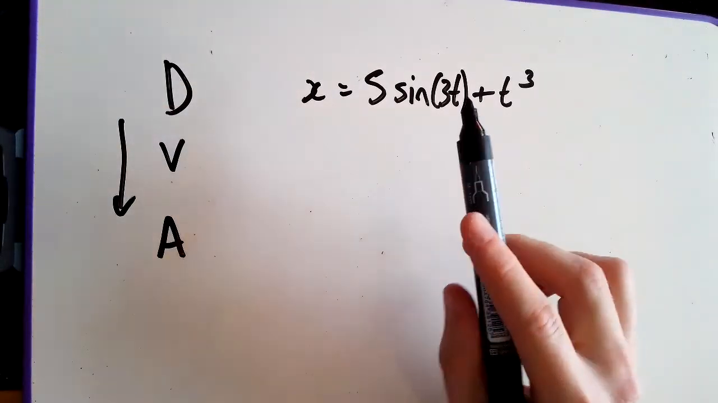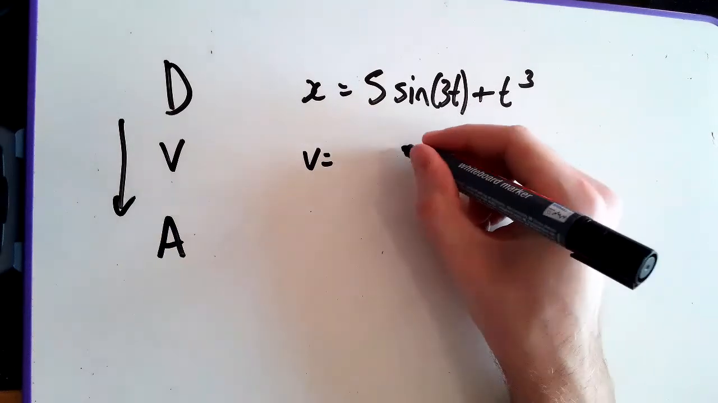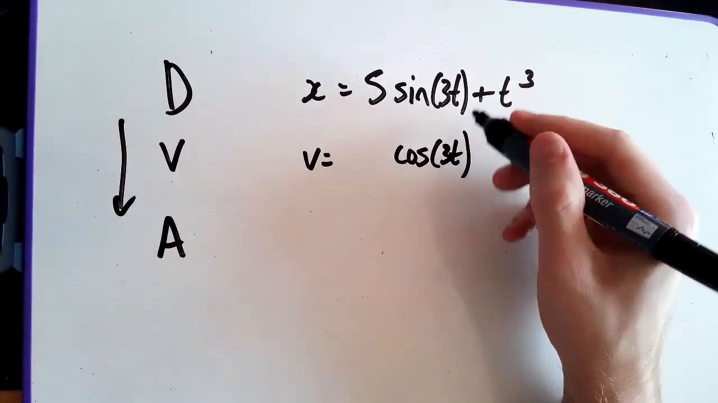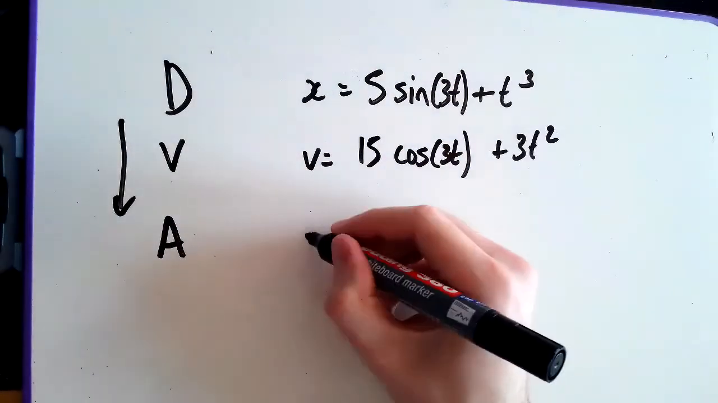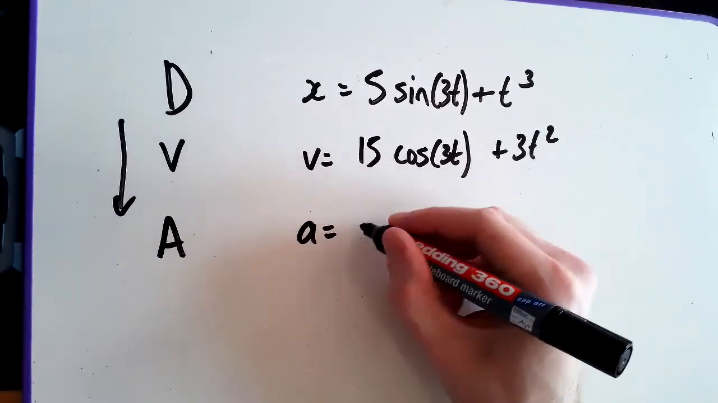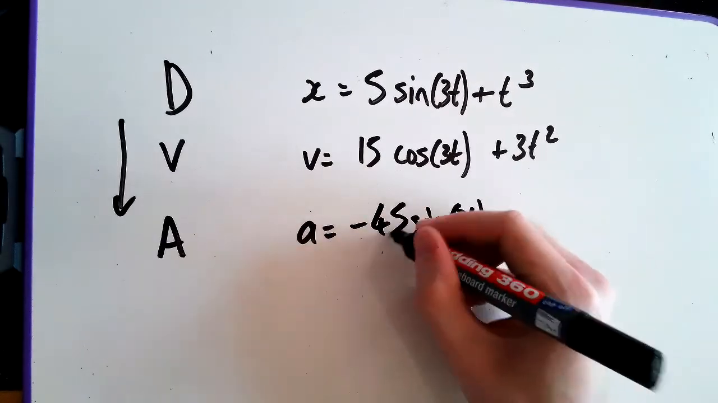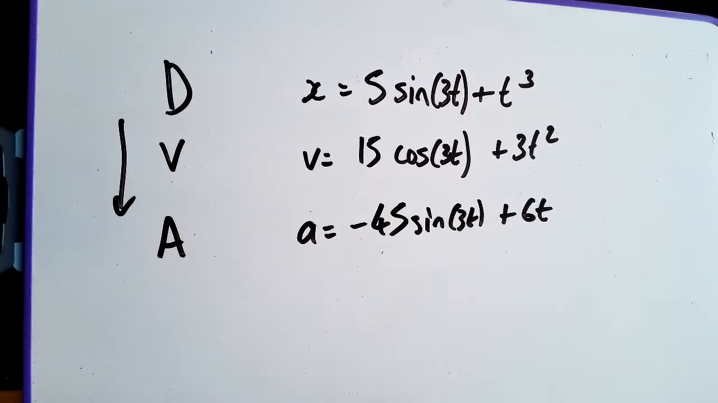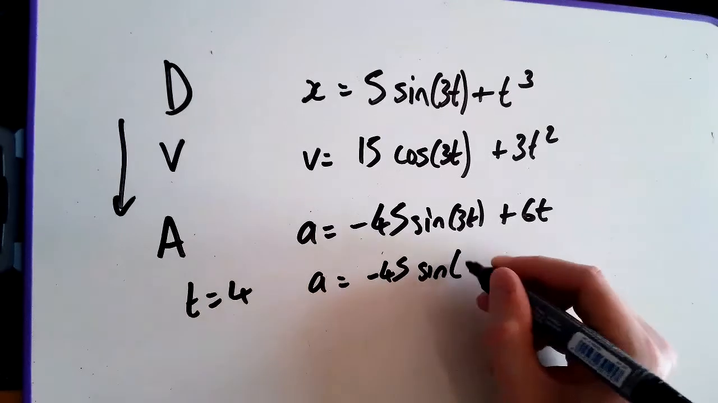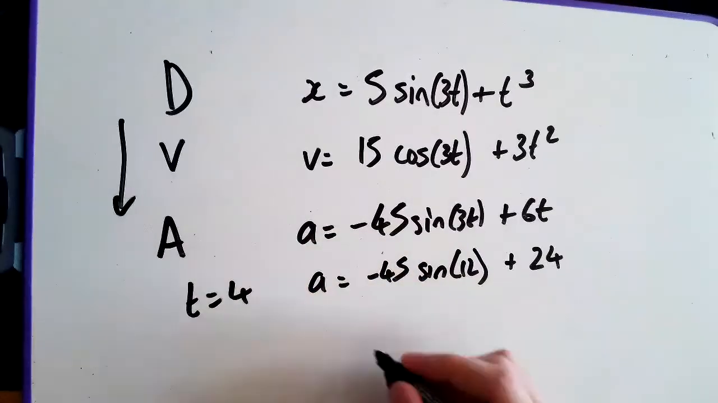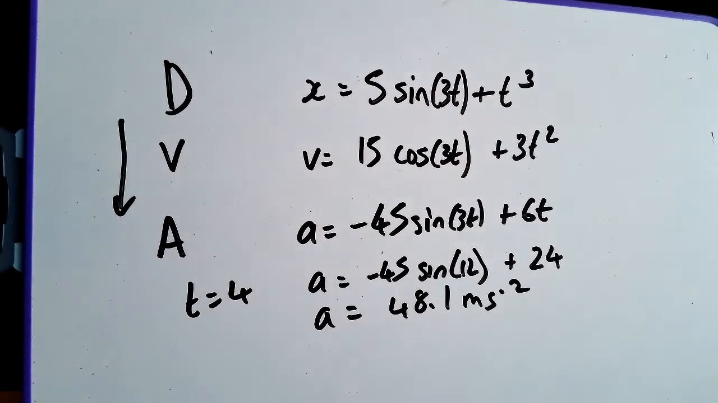I'm using d-v-a because it's definitely variable. So v equals differentiate, so sine goes to cos. I have to times by the root, so times by 3 is 15, and t cubed goes to 3t squared. Differentiate again, so cos goes to minus sine, times by the derivative, so it's 3, so 45, and that gives me 6t. Sub in t is 4, so make sure you're in radians, and we get a equals 48.1 meters per second squared, 3 significant figures.